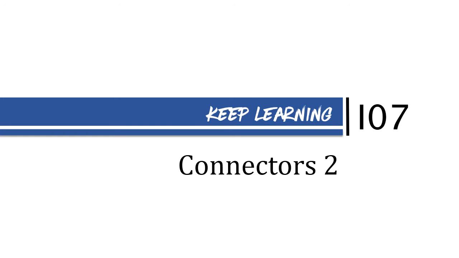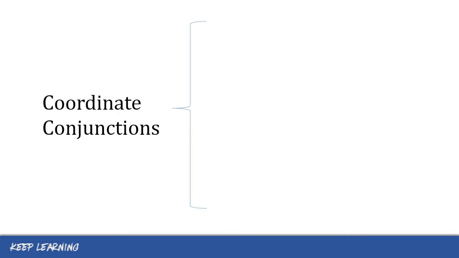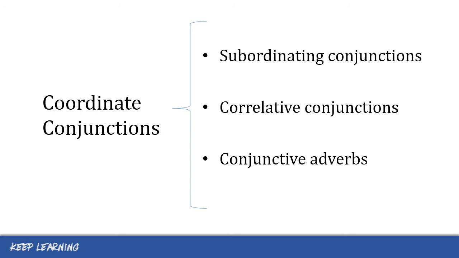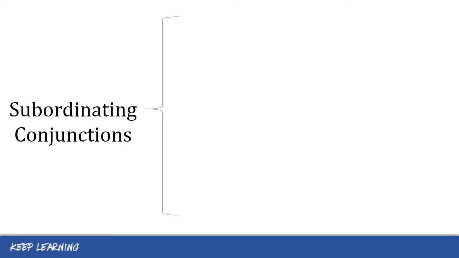Okay, so welcome to the second class. The second class is about connectors. In this class we're going to talk about conjunctions, different kinds of subordinating conjunctions, correlative conjunctions, and finally the conjunctive adverbs. We're going to be going through them in a very simple way. Let's talk first about the subordinating conjunctions, right?